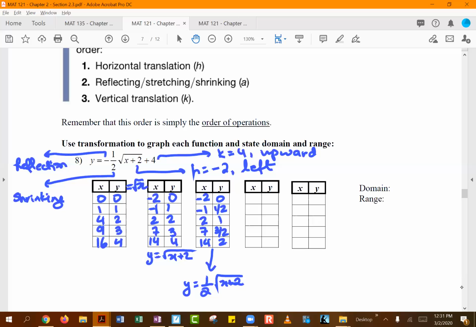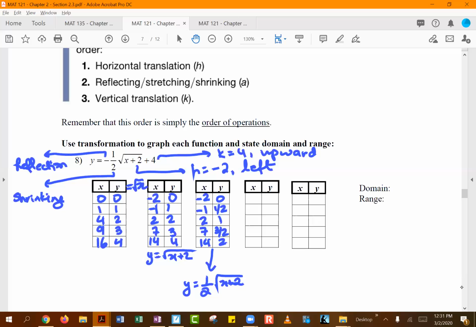So when you do the 1/2 multiplied by square root of x plus 2, you're taking all of these y values from the second table and multiplying each of these numbers by 1/2, or basically dividing by 2. So 0 times anything is 0, 1 times 1/2 is 1/2, 2 times 1/2 or 2 divided by 2 is 1, 3 divided by 2 is 3/2 or 1.5, 4 divided by 2 is 2.